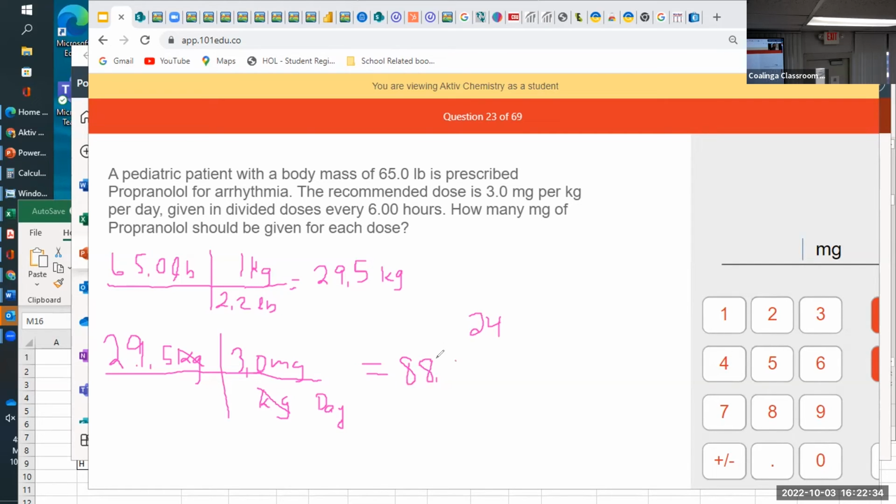milligrams. Okay. We divide that number by 4. So some of you guys get 22.25. So how many sig figs should I have? 2. So 22.